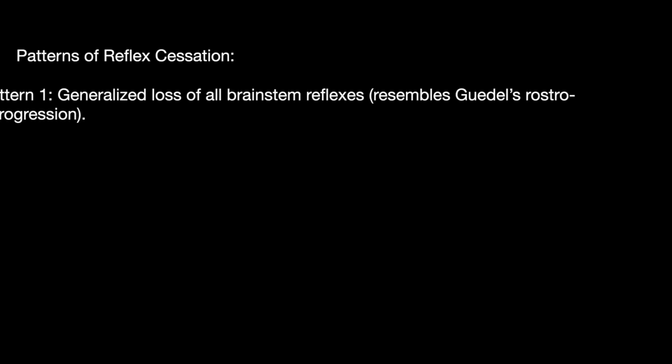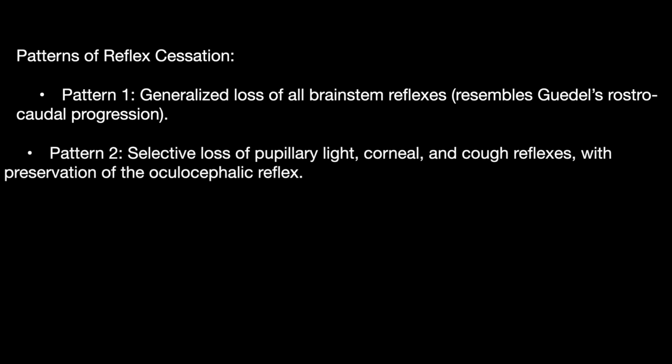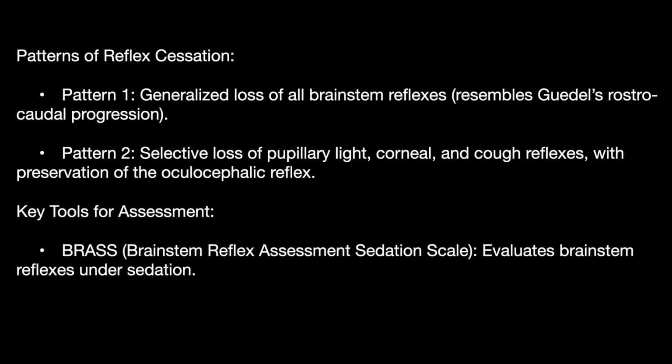Regarding the pattern of reflex loss, pattern 1 is that there is a generalized loss of all brainstem reflexes. While in pattern 2, there is selective loss of pupillary reflex, corneal and cough reflex with preservation of oculocephalic reflex. The key tools for assessment over here are the BRASS score that we have already seen and the FOUR score.